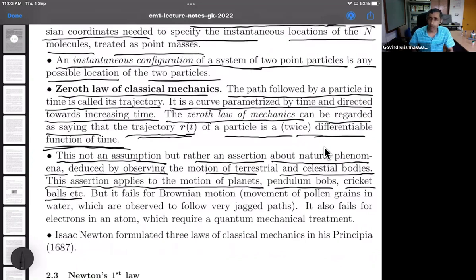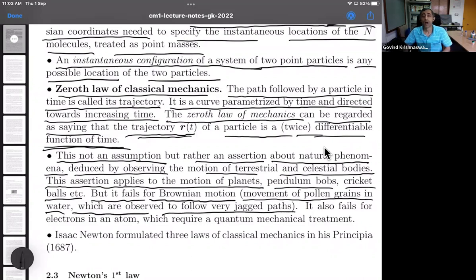So this law that I just stated has a limited domain of applicability. It fails in many physical phenomena. For instance, it fails for the Brownian motion, which you may have heard of. What is Brownian motion? It is the movement of pollen grains in water, and through a microscope, it is possible to see that these Brownian particles, or the pollen grains, are observed to follow very jagged paths, which is not fruitful to approximate as twice differentiable functions of time. So there are motions of particles, such as Brownian particles, for which treating their trajectories as twice differentiable functions of time is a very bad strategy. I want to emphasize that this law has a definite domain of applicability.